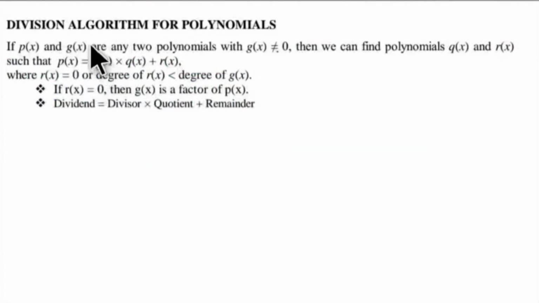Now the next topic is the division algorithm for polynomials. If p(x) and g(x) are any two polynomials with g(x) not equal to 0, then we can find polynomials q(x) and r(x) such that p(x) equal to g(x) into q(x) plus r(x), where r(x) is equal to 0 or degree of r(x) is less than degree of g(x). If r(x) is 0, then g(x) is a factor of p(x), and you know this formula: dividend equal to divisor times quotient plus remainder.